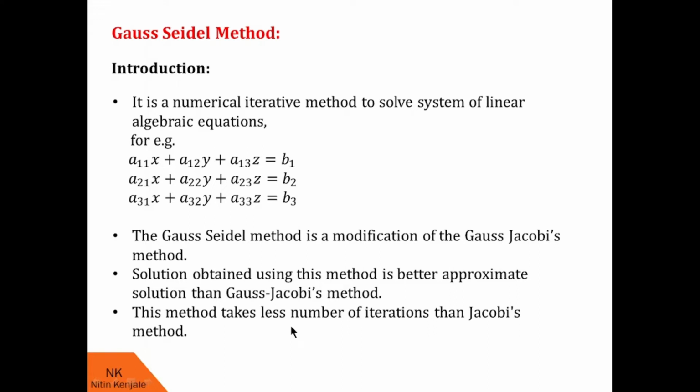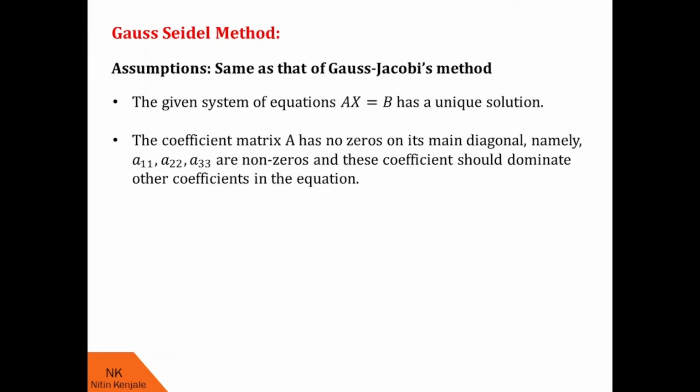Now let us see the assumptions to be made to use this method. The assumptions that we have to take are the same as those of the Gauss-Jacobi method. That is, the given system of equations Ax = b has a unique solution. The second assumption is that the coefficient matrix A has no zeros on its main diagonal, namely a11, a22, a33 and so on. These elements should not be zeros. They should be non-zero elements. And these coefficients should dominate the other coefficients in the equation.